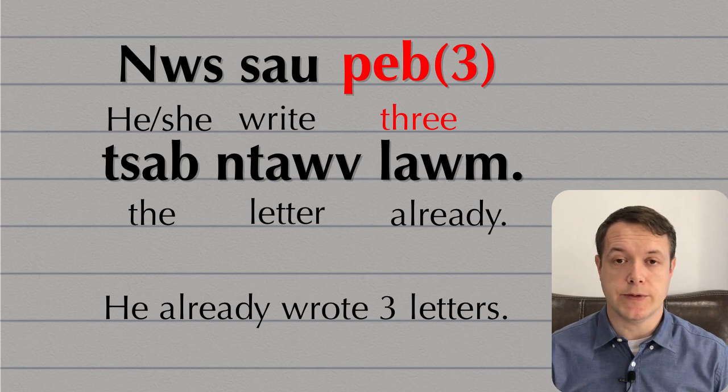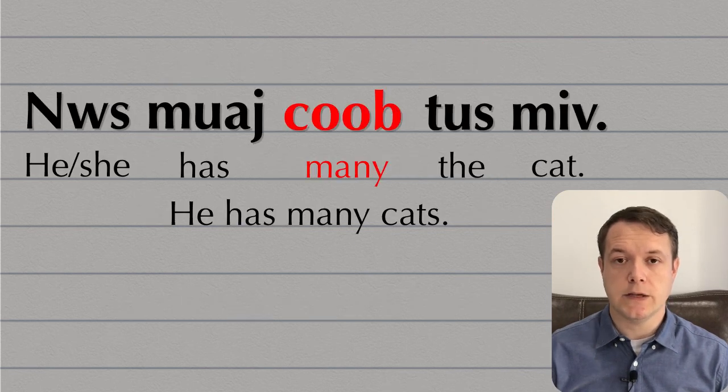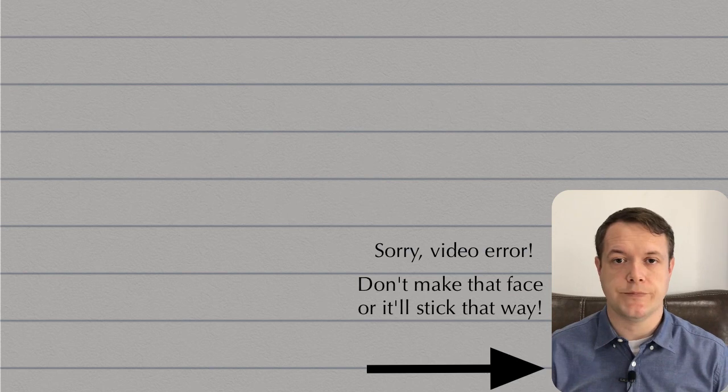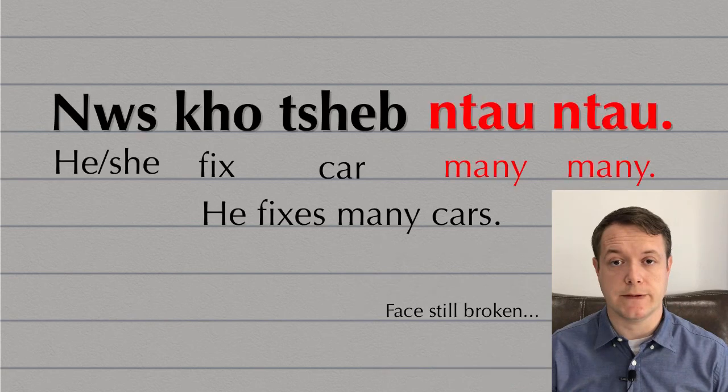He has written 3 letters, or literally, he write 3 classifier for letters already. Nu mo dong du mi. He has many cats, or she has many cats. So words that describe amounts like many or few will be used after the thing they're describing. Nu ko chen don dao. He fixes many cars, or literally, he fixed car many.